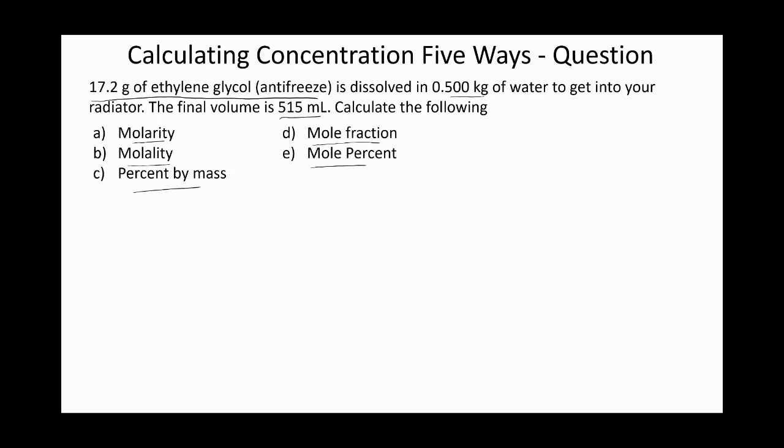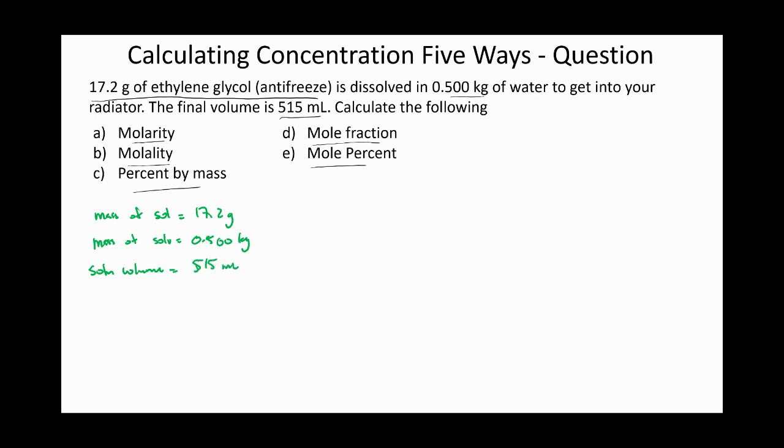All right, so welcome back. Like I said, the first thing I'll do is write down everything I know. My mass of solute is 17.2 grams, and I'll be able to use that to calculate the moles of solute. I know that my mass of solvent, and I shouldn't put SOLN, I should put SOLV for solvent, is 0.5 kilograms, or 500 grams. And I have a final volume, which in this case just means our solution volume, equal to 515 milliliters.